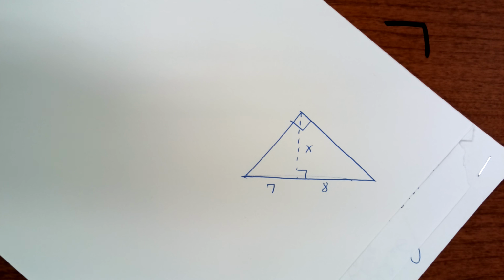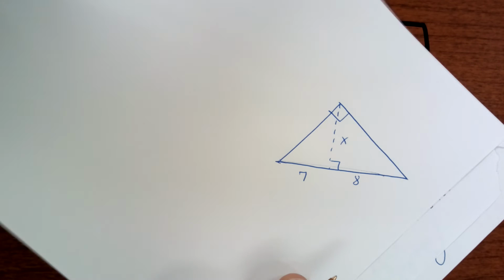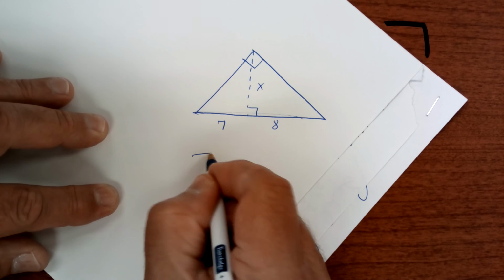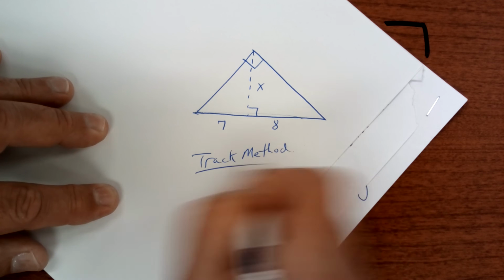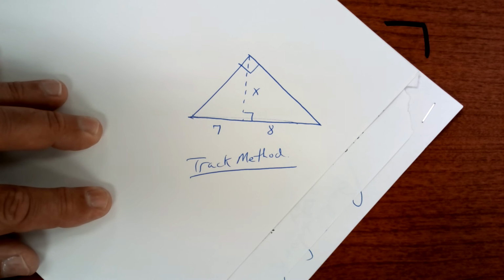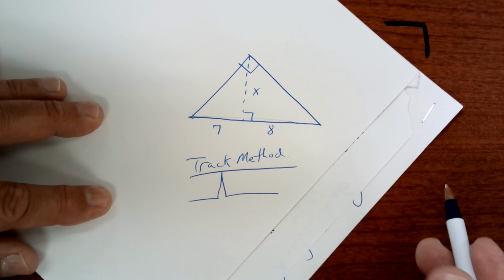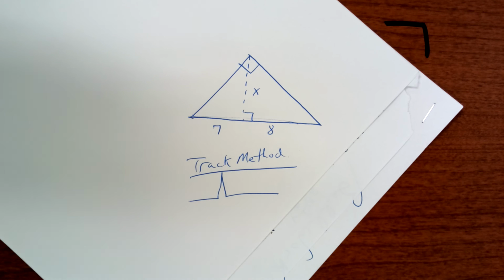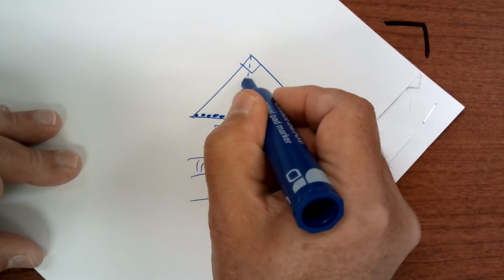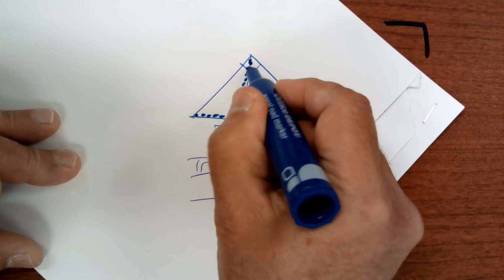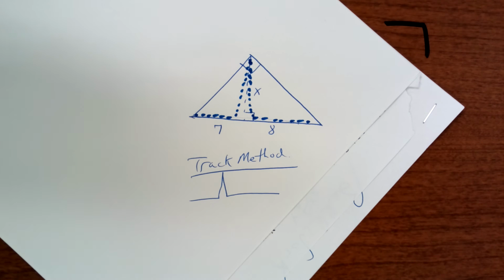Now there's something that I teach, that works, called the track method. And I invented this a long time ago. So the track method is like this. It's like a heartbeat. So you're going to start here at either side, and then you're going to go up the altitude, and then down the altitude, and then to the right. That's how you're going to do this, and that's going to set up your equation for you.